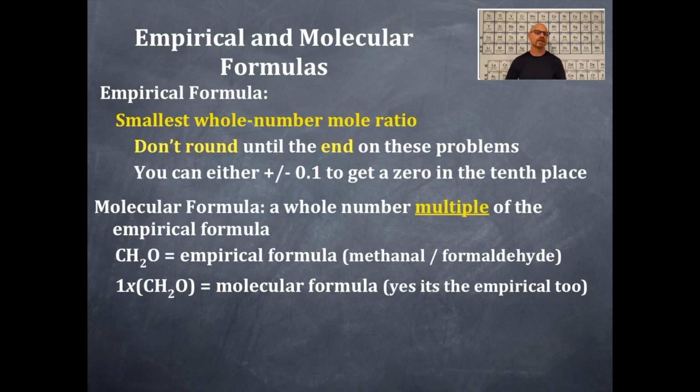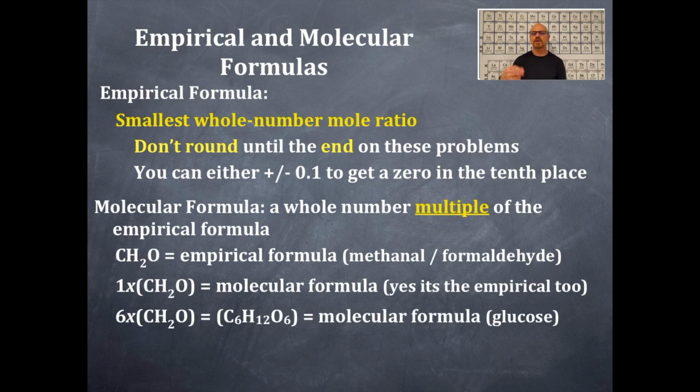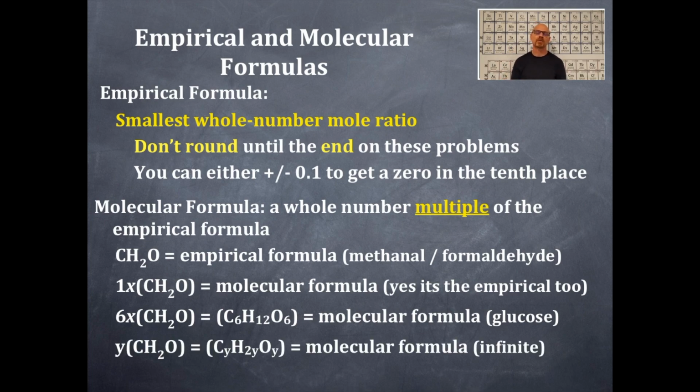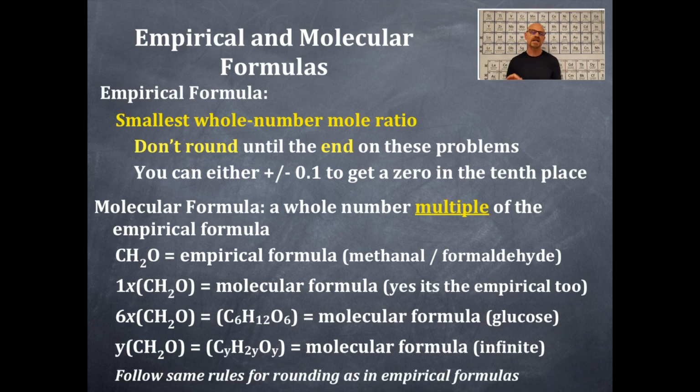However, we can multiply it by any whole number. And if we multiply it by 2, by 3, by 4, by 5, by 6, if we multiply it by 6, we get C6H12O6, which we know as glucose. We can multiply it by any whole number we want to. So there's an infinite number of molecular formulas of a single empirical formula. The same rules apply to molecular formula and empirical formula for rounding. I need to get a whole number.